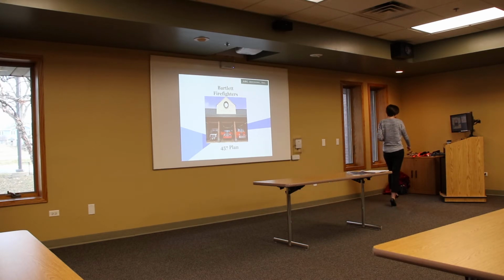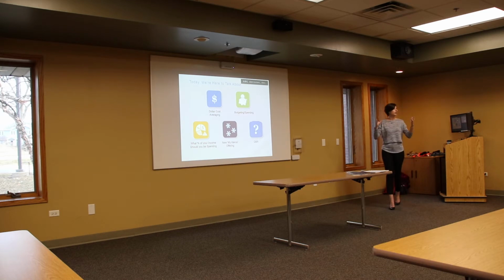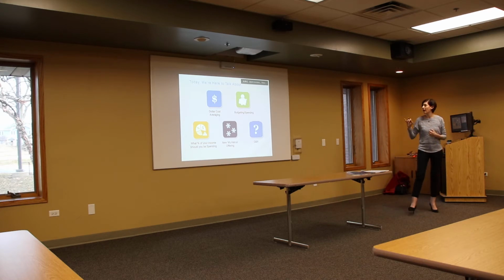So today we're going to cover a couple of things. We're going to go over the basics of the plan, just to make sure everybody knows how they can make contributions to the plan and how they can get their money out of the plan. We're also going to touch on something called dollar cost averaging, which we haven't discussed in the past. We're going to touch a little bit on budgeting and spending and what percentage of your income you should be spending on different types of expenses.